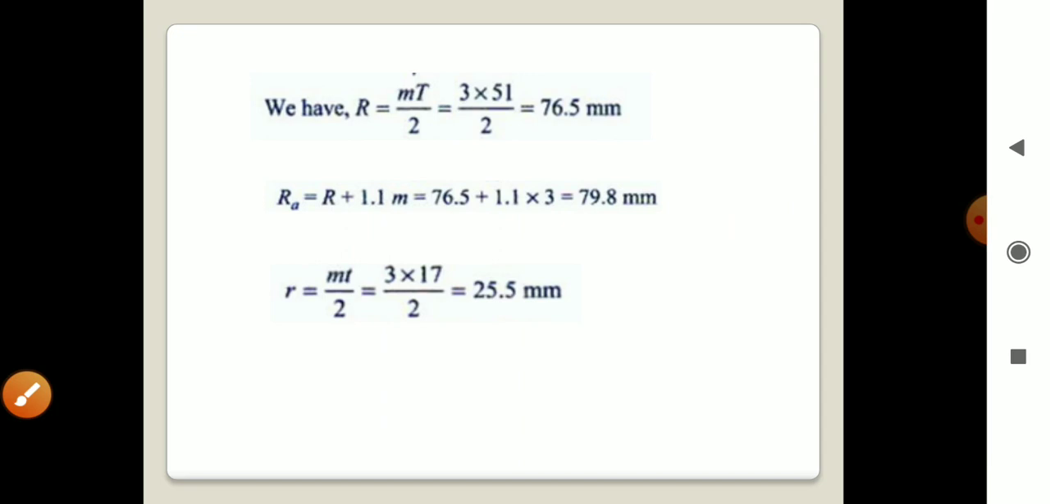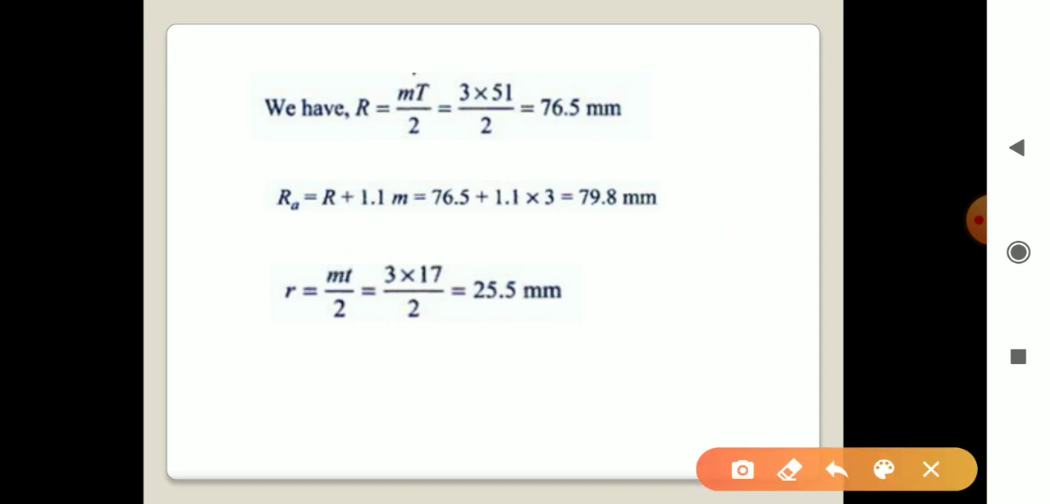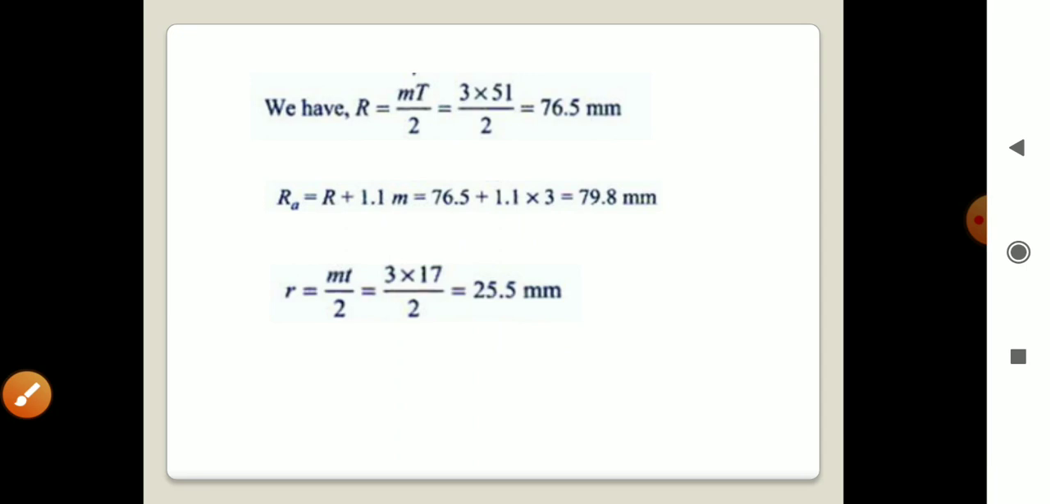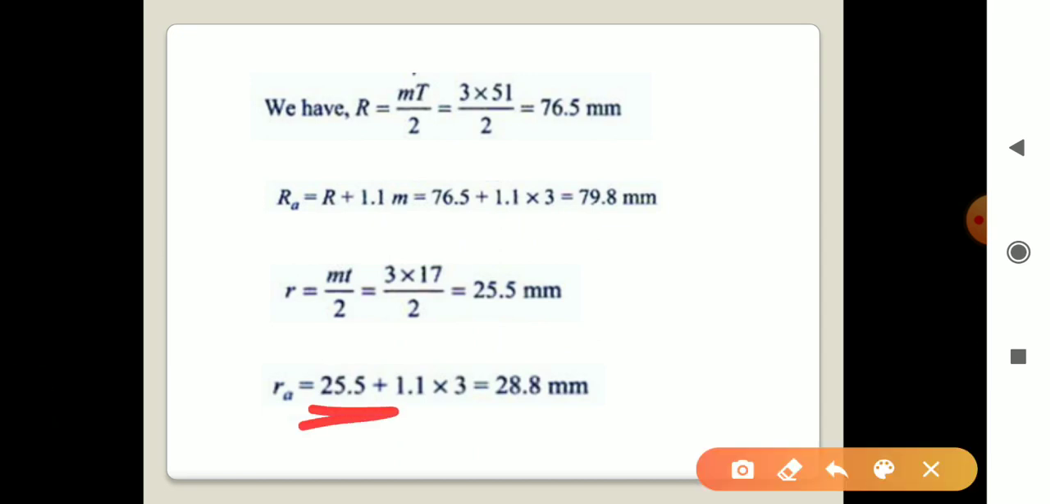Next is small r. Small r is equal to small m into t divided by 2. We have the value of m and the value of small t, so we get r equal to 25.5. Next, small ra is small r plus addendum. The addendum is 1.1 times the module, and the module is 3. So we get small ra equal to 28.8 mm. Now put in the formula.